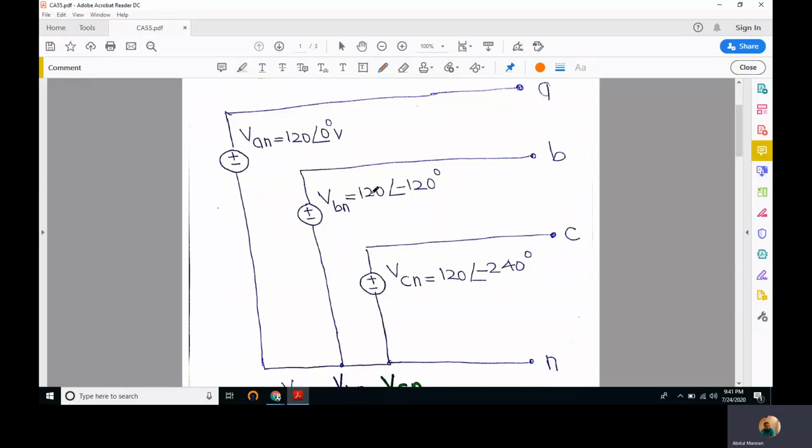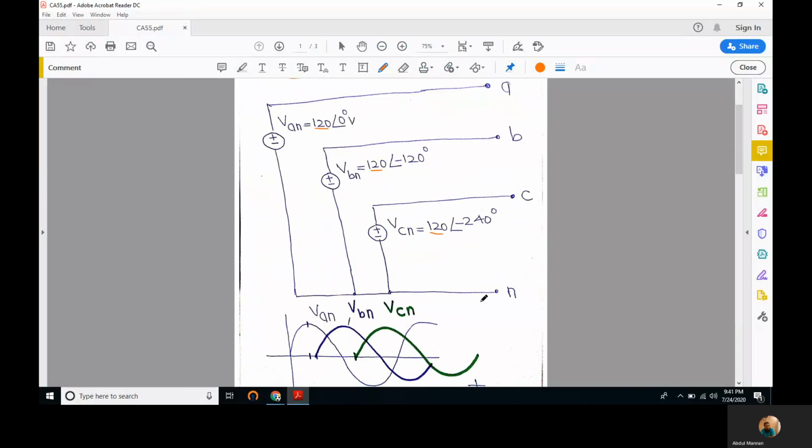This peak voltage has the same magnitude. This is only for example. It is generally VP. This is also VP, but at an angle of minus 120. And this is also the same peak voltage at an angle of minus 240 degrees. And all these three voltages are measured with respect to a common terminal. We call it the neutral terminal, this one.